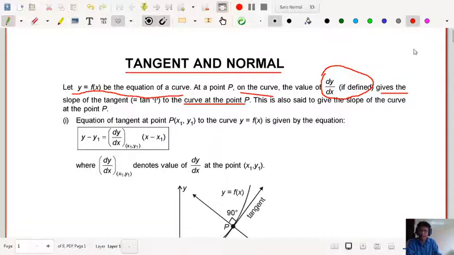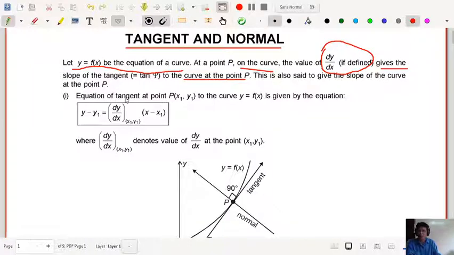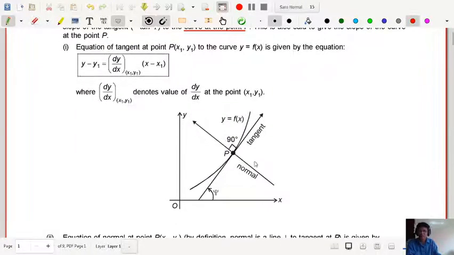So it is another application of derivative. This is called the significance of derivative. So what is the significance of derivative? The slope of the tangent at that point, and this is said to be the slope of the curve at the point P. Suppose in the diagram P is the point (x1, y1).